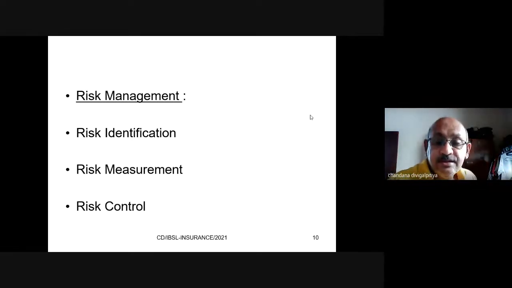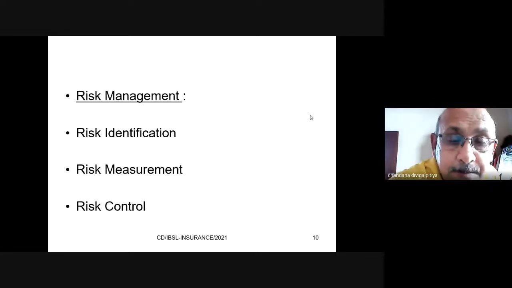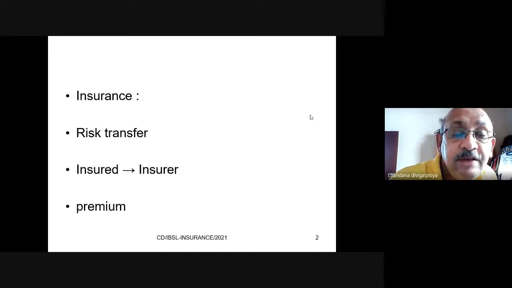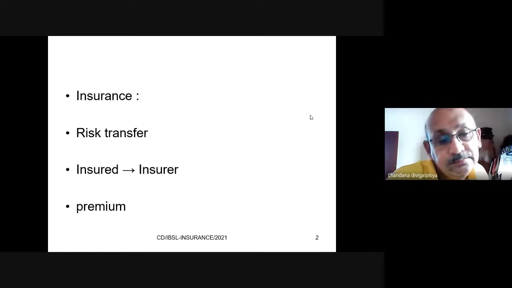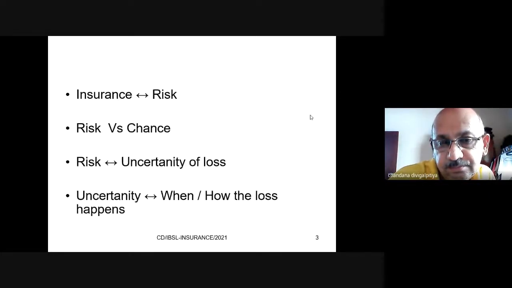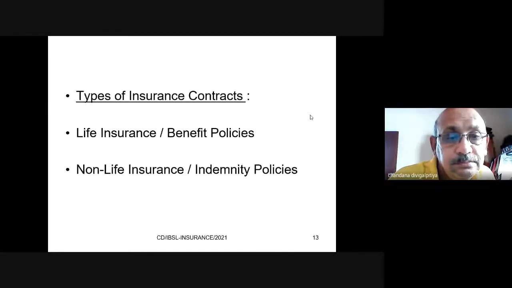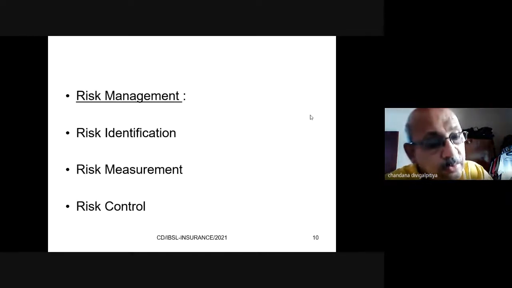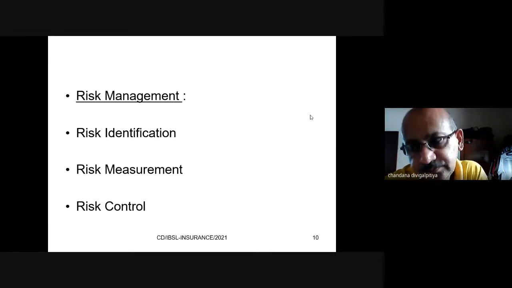Right. The next area is an interesting area, risk management. The word risk is there from the beginning. In insurance, you get the risk. Basically, in insurance, we manage the risk. To manage the risk, we have to identify the risk, measure the risk, and control the risk.